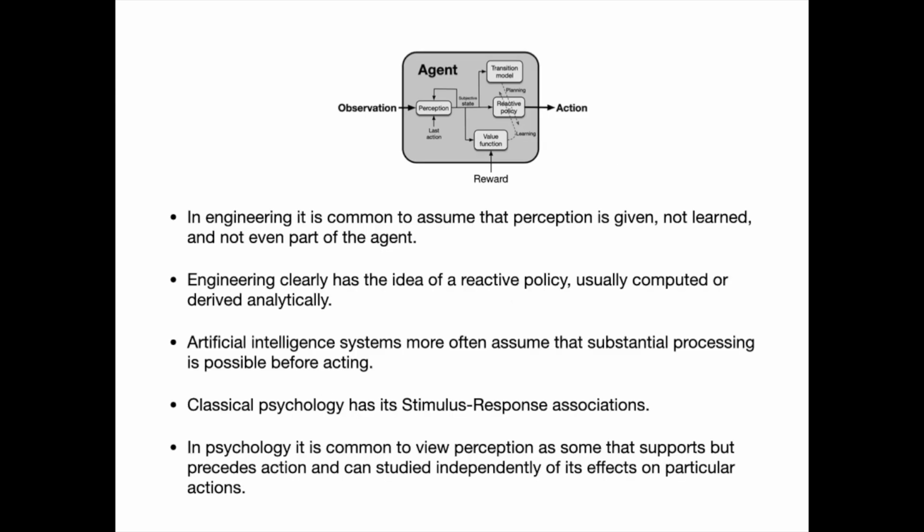In engineering, it is common to assume that perception is given, not learned, and not even part of the agent. Engineering clearly has the idea of a reactive policy, usually computed or derived analytically. Artificial intelligence systems more often assume that substantial processing is possible before acting. Classical psychology has its stimulus-response associations. In psychology, it is common to view perception as something that supports but precedes action and can be studied independently of its effects on particular actions.